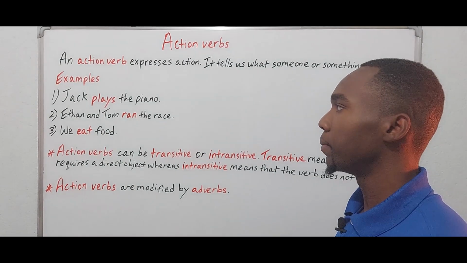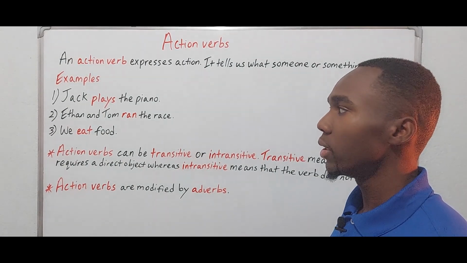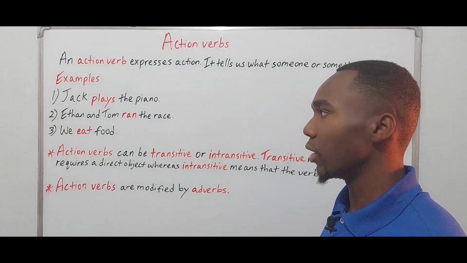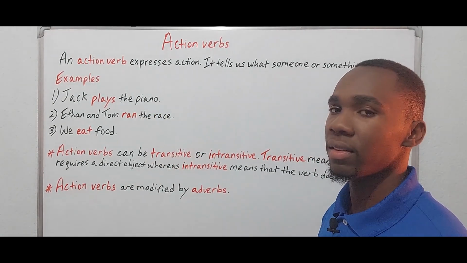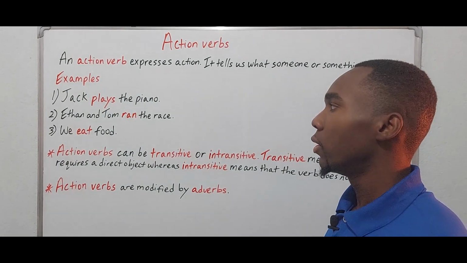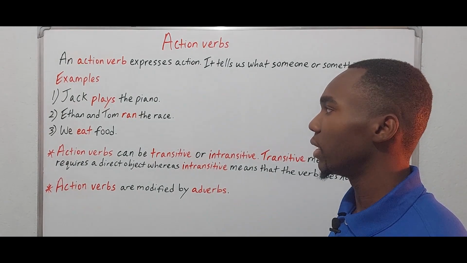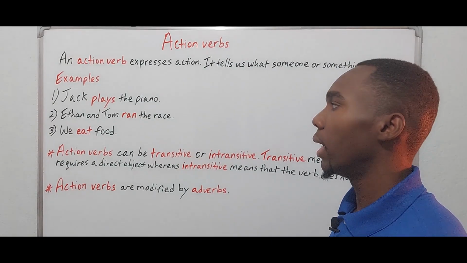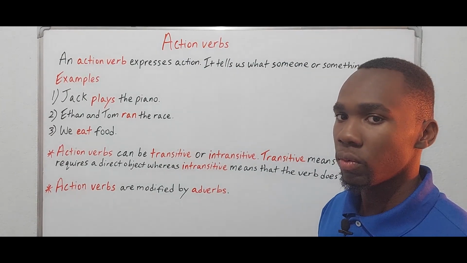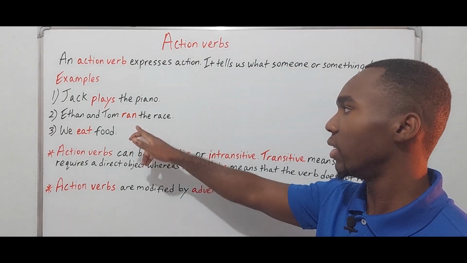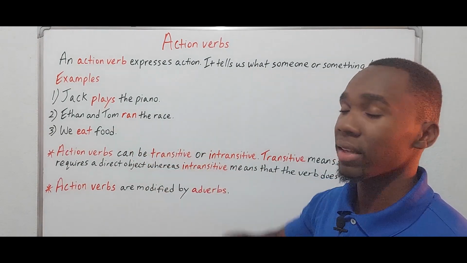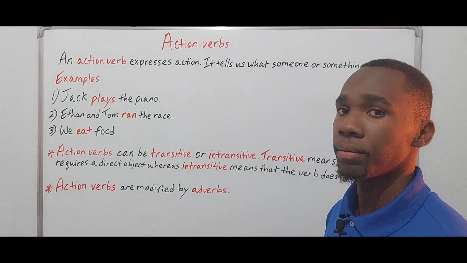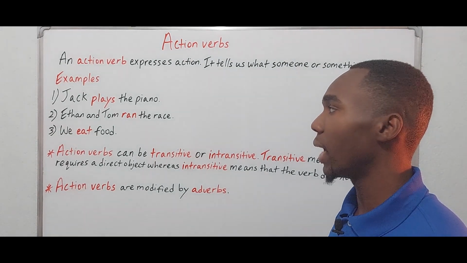Jack plays the piano. Jack is the subject, but what is Jack doing, or what does Jack do? He plays the piano. So plays is the action. 2, Ethan and Tom ran the race. Ethan and Tom are our subjects, and what did they do? Because this is past tense, they ran the race. So ran will be our action.